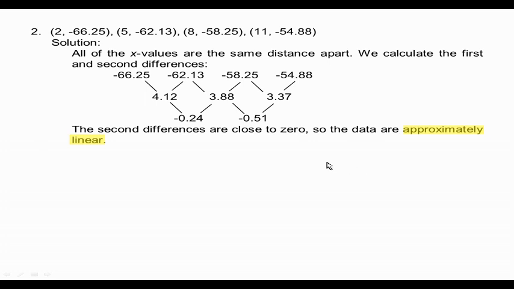Now you're probably wondering, what would be considered not close to 0? Like suppose one of these was bigger than 1. Okay, that's probably not close enough to 0 in order to be approximately linear. Also, you might want to plot them to see if it looks like they are lining up. But I'm going to go with these are approximately linear.